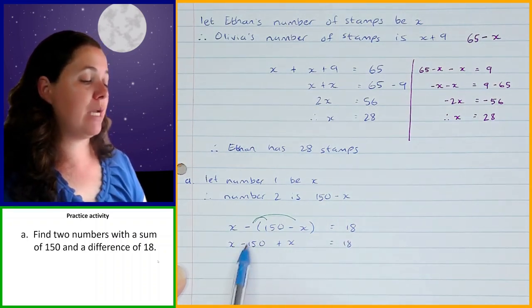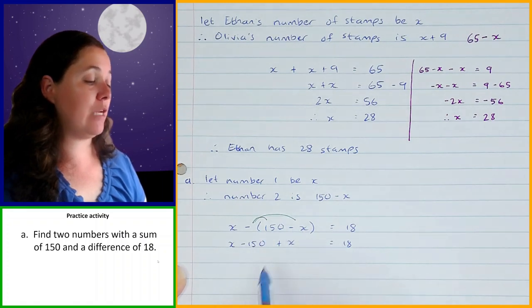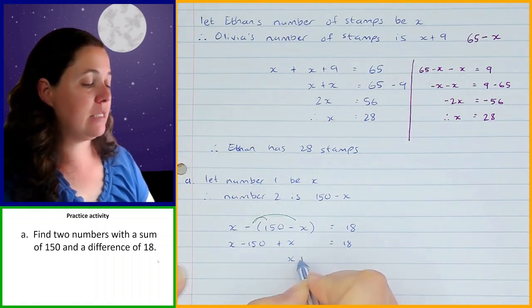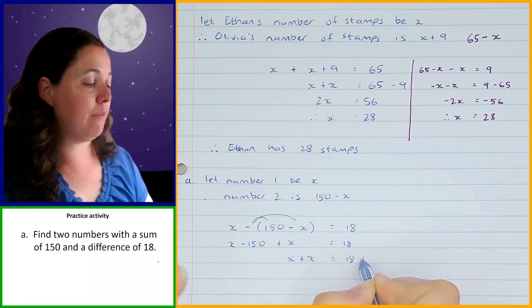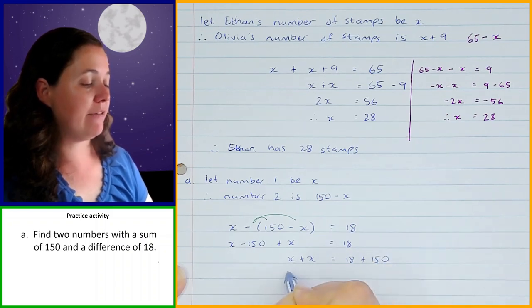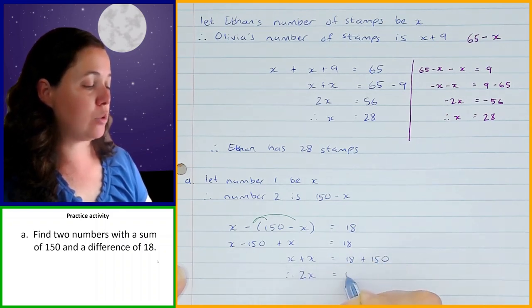So I'm going to get rid of the minus 150 over here. I'm going to add it on both sides, and I end up with x plus x equals 18 plus 150. That gives me 2x equals 168. Therefore, x is equal to 84.